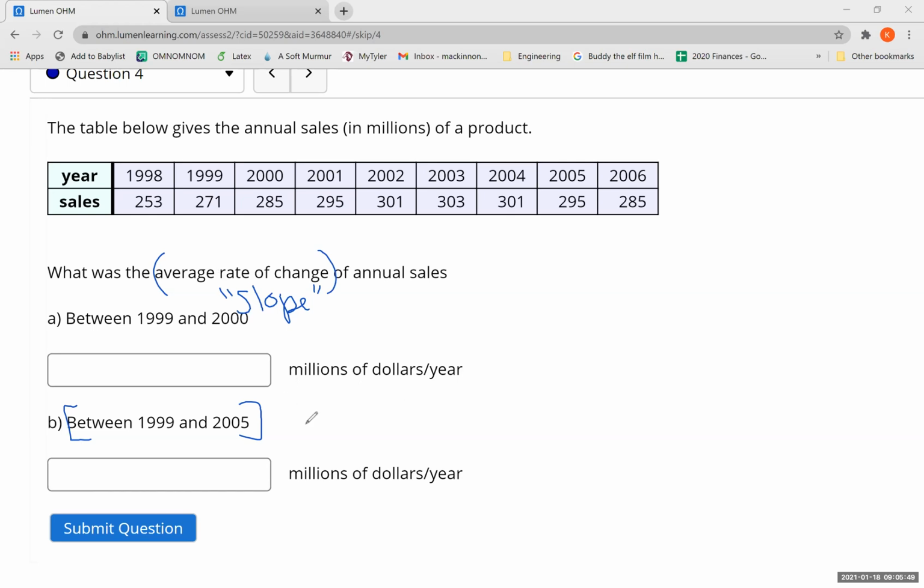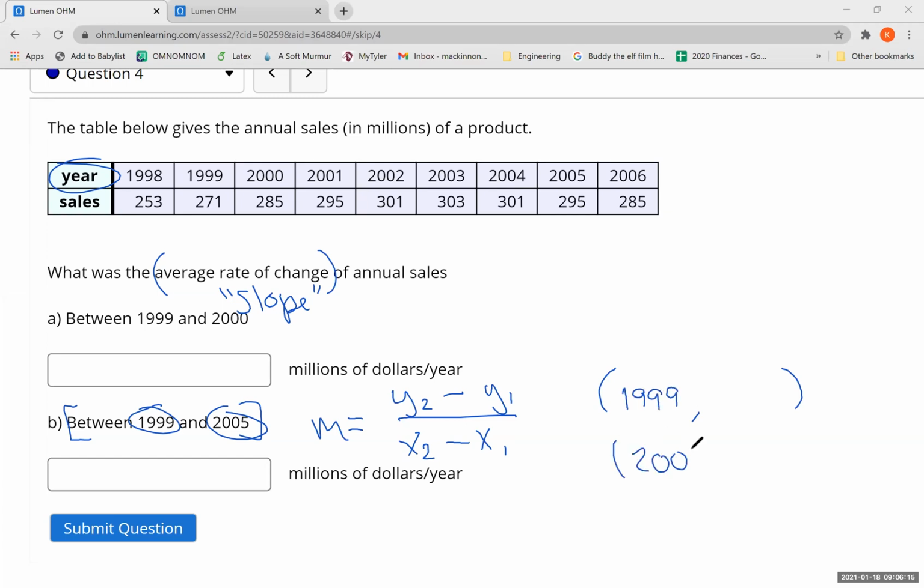So right out of the gate, in order to find slope, we need these coordinates. We need y2 minus y1 over x2 minus x1. I'm already given x values, which is pretty cool because that's the year. So if I think about this as coordinate pairs, what I'm given is 1999 and 2005. Good years for music and wine, not much else. Now, we've got y1. So what's the y value when x is 1999? It's 271.